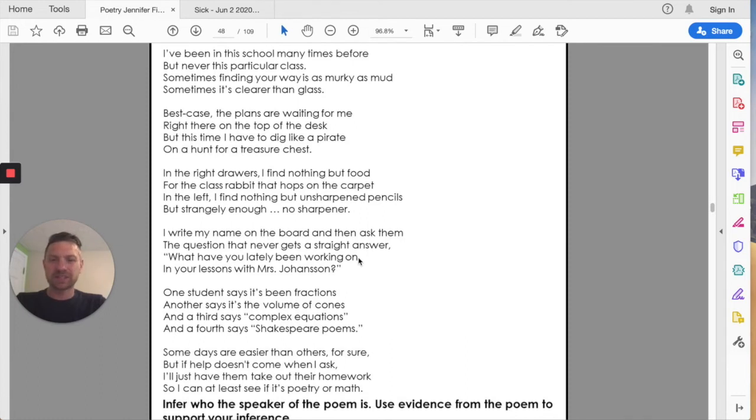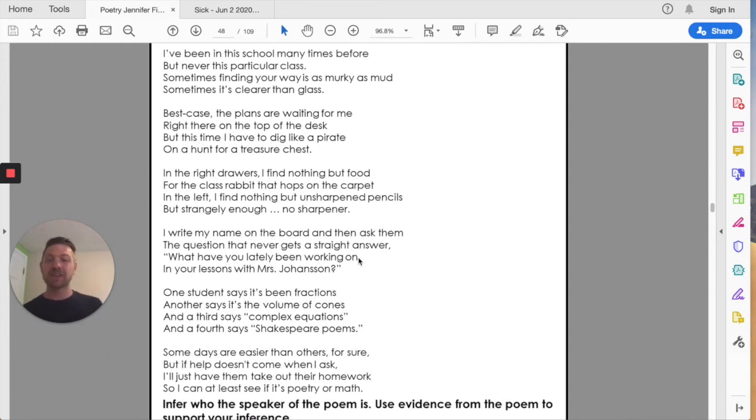And it seems like the students didn't really give a very straight answer. So the substitute teacher is kind of like, uh-oh, right? And at the end, she says something like, well, some days are either easier than others, and I guess if I don't really have any plans, I'll just have them take out their homework and just make it up as I go along. So this poem makes a lot more sense, and it's actually pretty funny when you realize that this is a substitute teacher having a bad day.